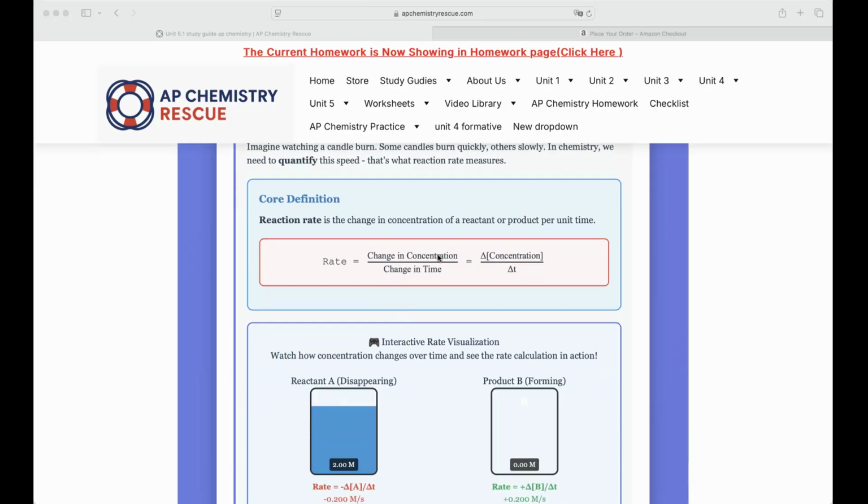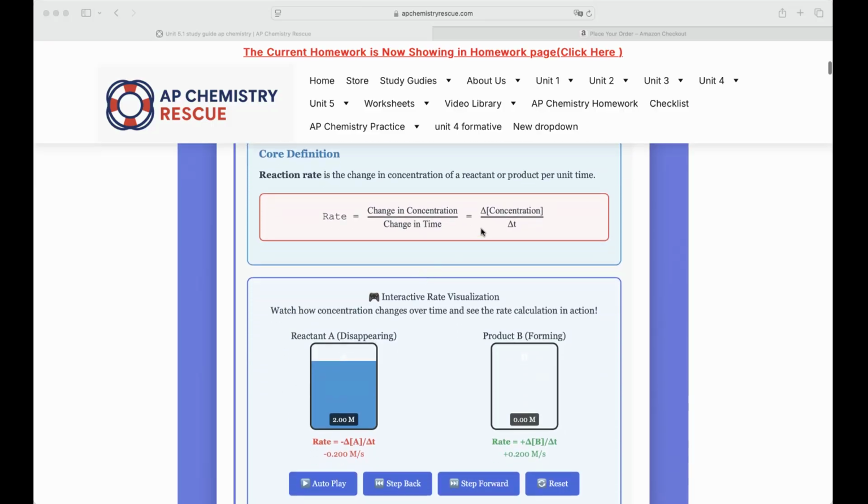So I can say it's the change in concentration per change in time. That's the delta of concentration, the change of the concentration, the concentration between brackets, over delta t, which is the change in the time. What was the time at the beginning and at the end? What was the concentration at the beginning and the end?